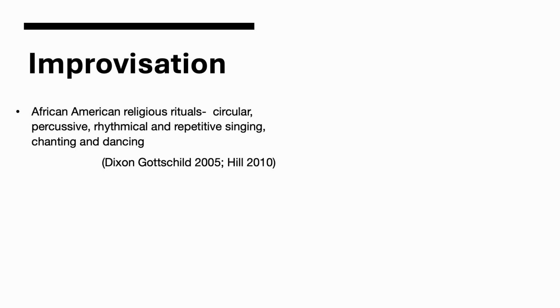Improvisation was a key characteristic of the African American historical influences on tap dance, stemming from African American religious rituals that were circular, percussive, and rhythmical, with repetitive singing, chanting, and dancing. Now, if we compare that to how improvisation is done in an ISTD setting, it is in a very prescribed format, where students stand in a line and often improvise to a short 4 to 8 count rhythm set by the examiner. Then, suddenly, advanced 1 and 2 students are expected to improvise for a minute, which I've always thought is a massive jump.